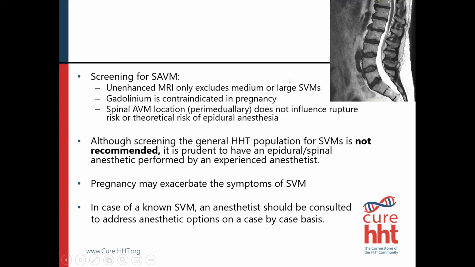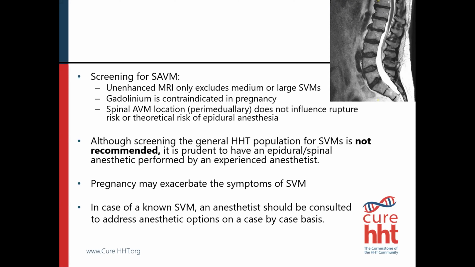So in terms of screening, how do we actually screen for this? If you weren't pregnant, we can do an MRI using contrast, and that contrast is gadolinium. We don't use gadolinium in pregnancy, so we'd have to use an unenhanced MRI, and that will really only exclude medium or large spinal vascular malformations. Because of their perimedullary location, it doesn't really influence the rupture risk or the theoretical risk of epidural anesthesia.